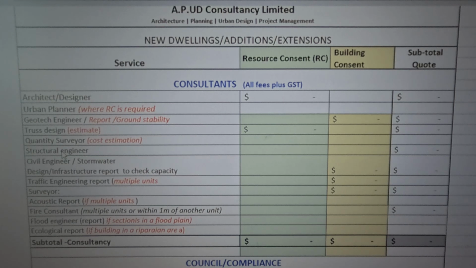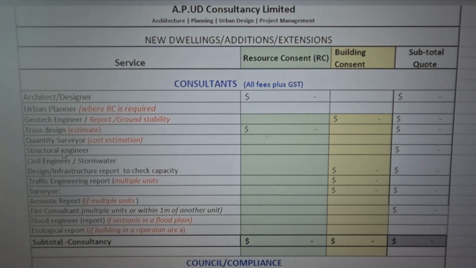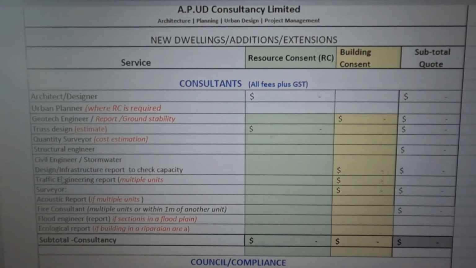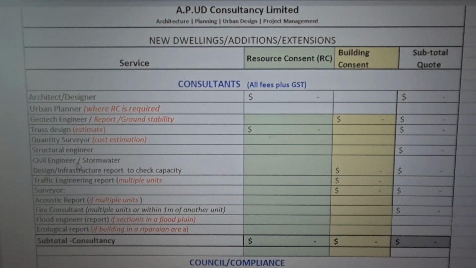and the surveyor basically is just to map out where the beacons of the section are, so that you know the extent of your boundaries, and that you're building within those boundaries. Now, assuming you're doing multiple dwellings, this is where it starts to get complex. If you're doing multiple dwellings, it begins to get complex, because then you're going to be needing more consultants.